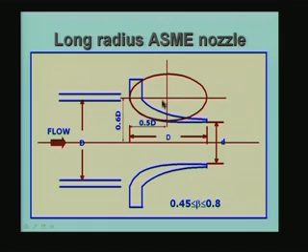Okay. So, this is the standard procedure for obtaining the long radius ASME nozzle, and the long radius ASME nozzle is recommended for beta between 0.45 and 0.8. These are the values between which this can be used. And what is important for us is only the inner contour, the outer contour is of no significance, and the pressure is measured upstream of this face and close to this or some other face depending on the particular design.